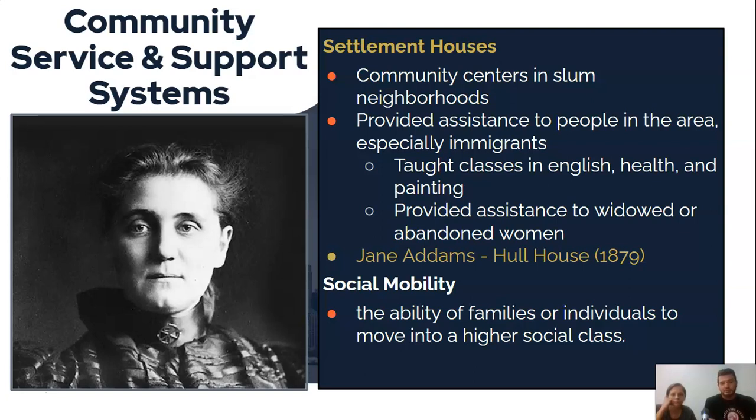Things like English, even painting classes, teach them how to take care of themselves, or they probably knew how to do that, but who knows? Maybe not. Maybe if you had been in poverty for a while, you wouldn't know. And then they're also going to provide assistance to widowed or abandoned women. Women really get a tough role during early American history, and in this particular time, it's really no different. If women were left by a man, they were really out of options unless their family would take them back. So the settlement houses started to provide services for them to make sure that they were okay.